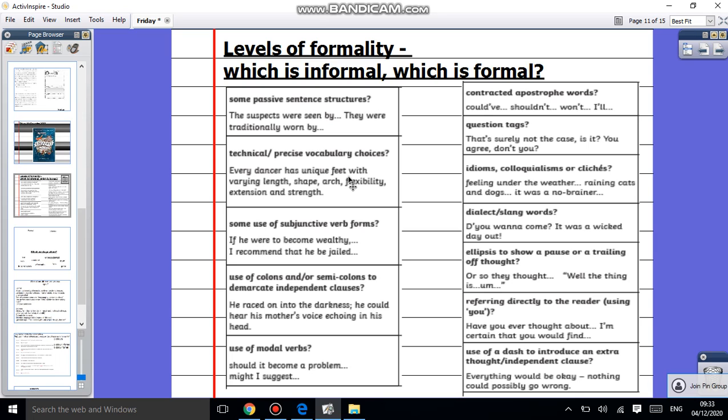He could hear his mother's voice echoing in his head. And we've got the use of modal verbs. Should it become a problem, might I suggest? So do you think that's formal or informal language? On the other side, we've got contracted apostrophe words. Could've, shouldn't, won't, I'll, would've. We've got question tags. That's surely not the case, is it? You agree, don't you?